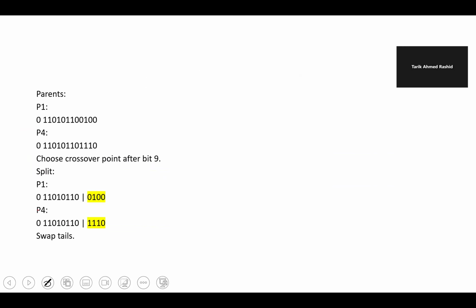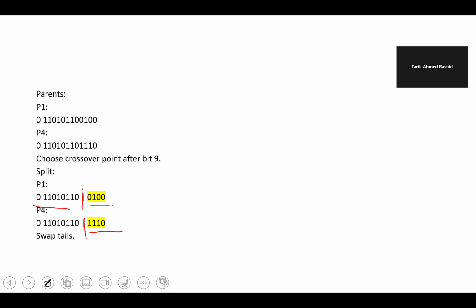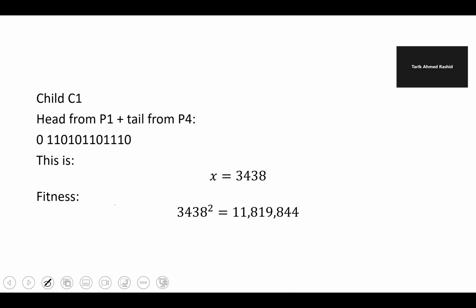This is the crossing point. We choose this point to cross over this part with this part, and this part with this part. So this part with this part, and the red with the red. And now we got another two children here.